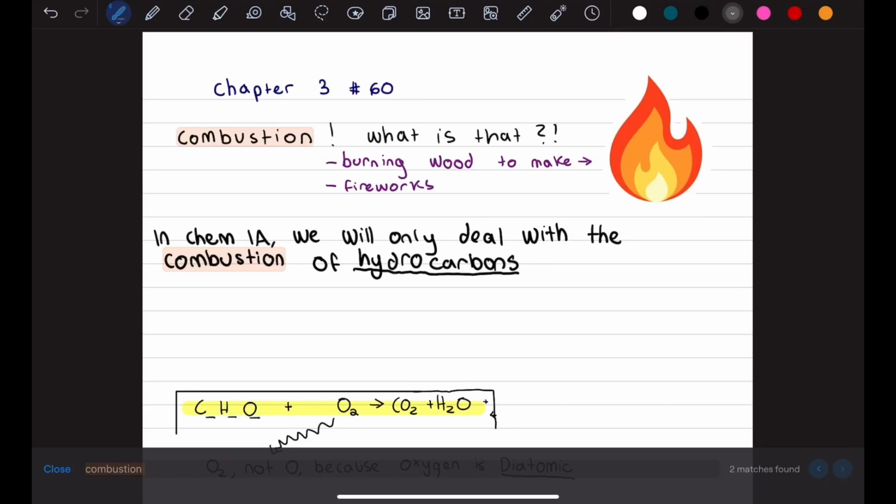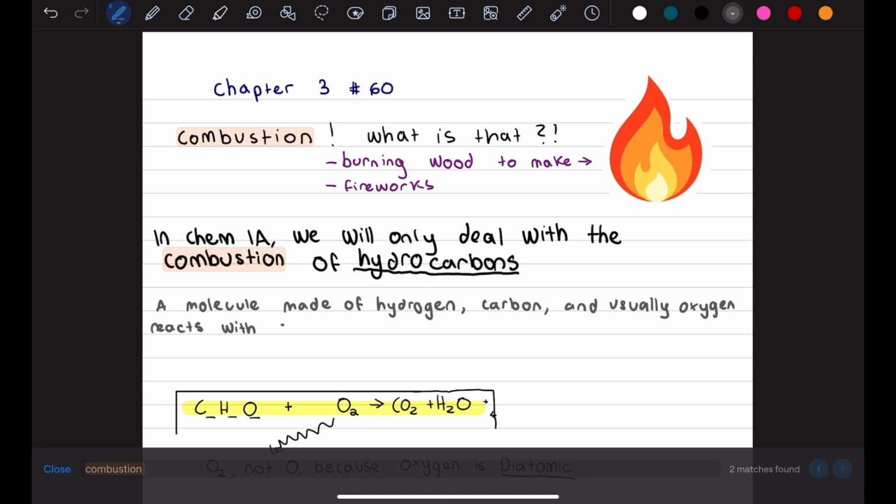In Chem 1A, we will only deal with the combustion of hydrocarbons. This is a reaction that occurs when a molecule made of hydrogen, carbon, and usually oxygen reacts with oxygen gas to produce water, carbon dioxide, and energy in the form of light and heat.